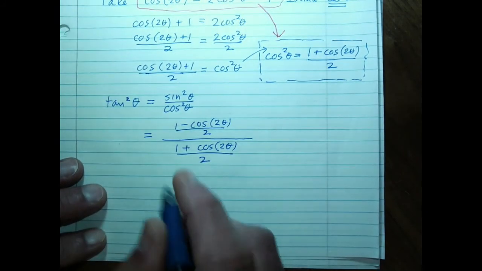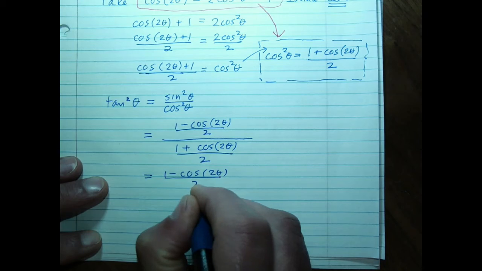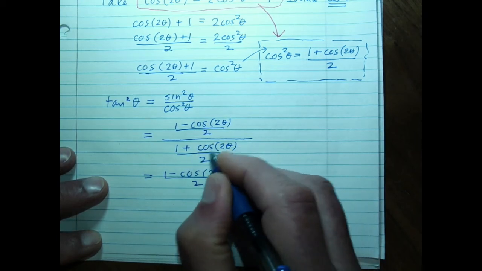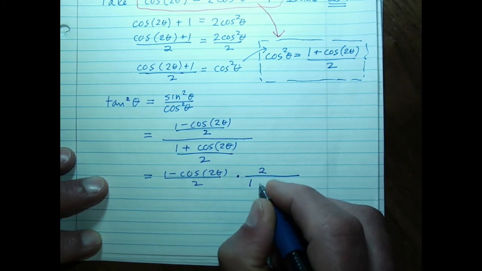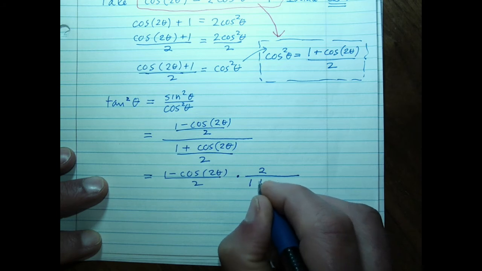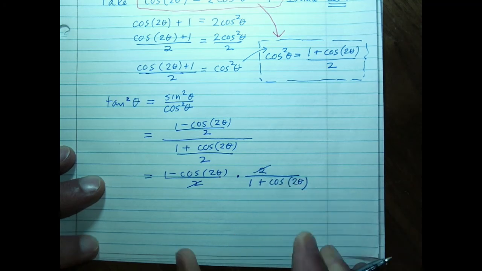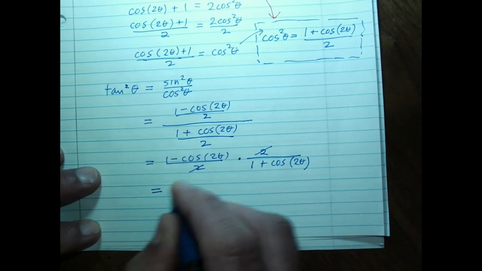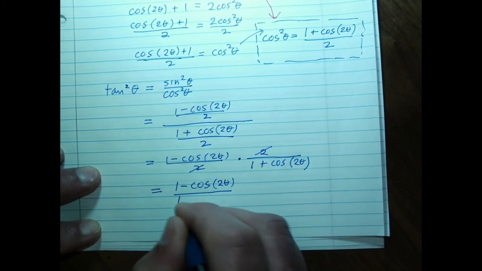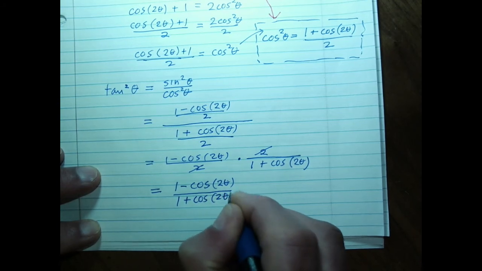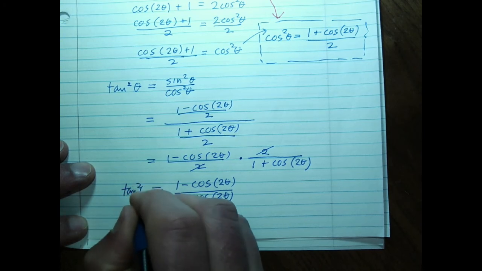And let's just convince ourselves that this division works. I can invert and multiply by that denominator fraction. So that's the same as multiplication by 2 over 1 plus cosine 2 theta. I just want you to convince yourself that those 2's are going to cancel out in this calculation. We end up with 1 minus cosine 2 theta over 1 plus cosine 2 theta. It never ends. These identities go on and on. And that's an expression for tangent squared theta.